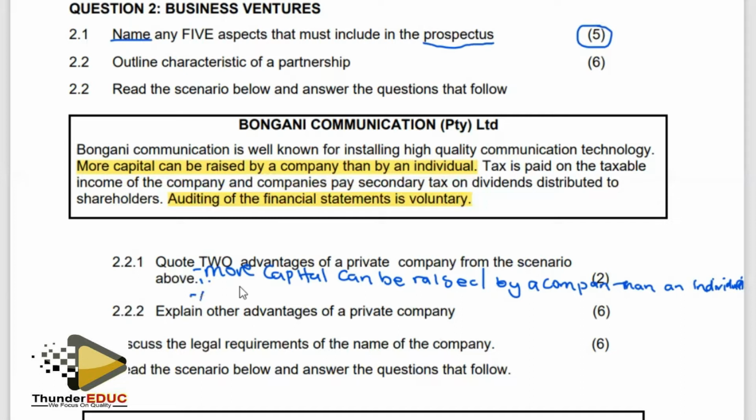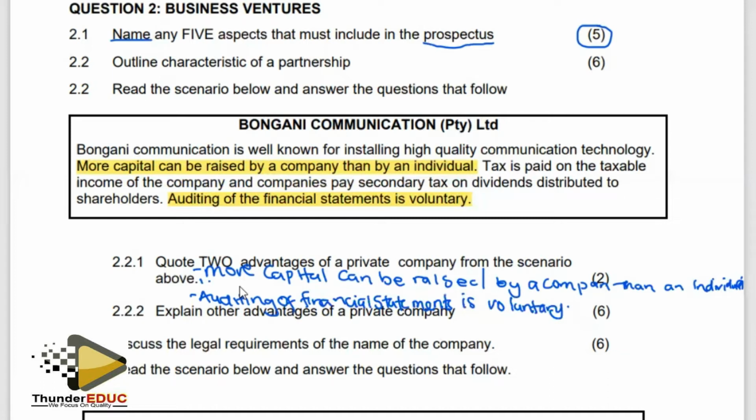And another point is that auditing of financial statements is voluntary. It's not by force, like in public companies. It's voluntary. It is by law in public companies to carry out financial auditing, and that makes it very expensive. You see, that is what you would have gotten these 2 marks.